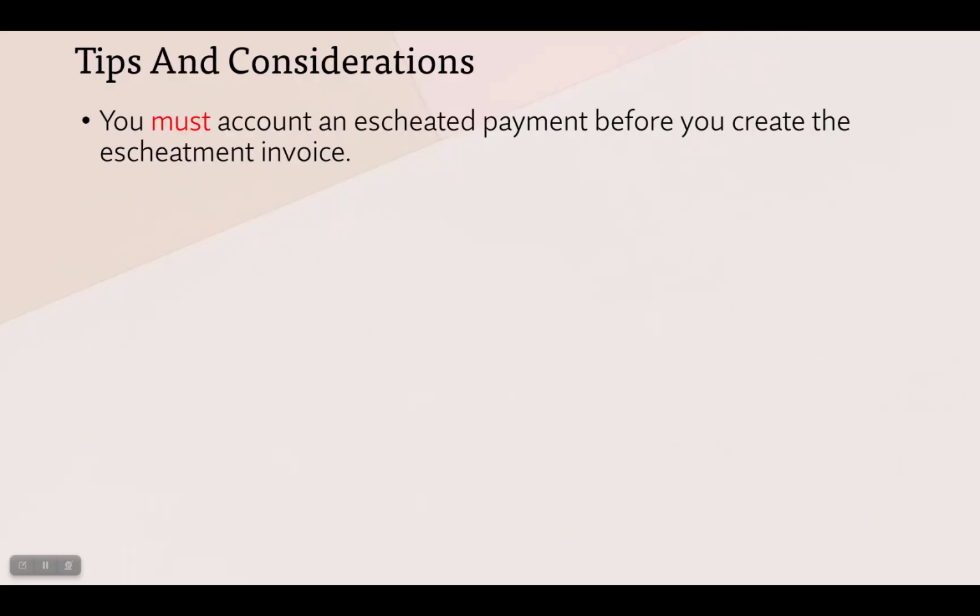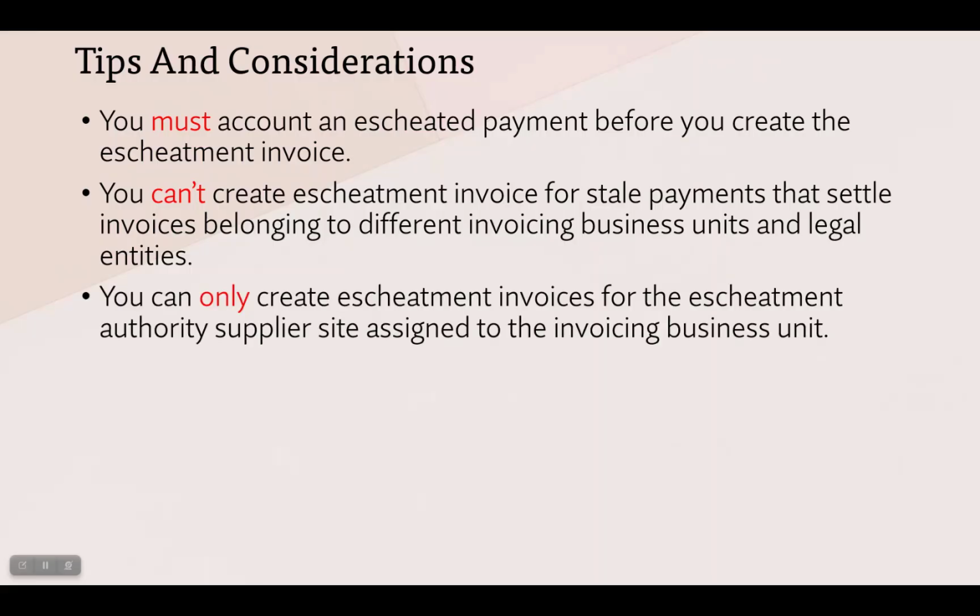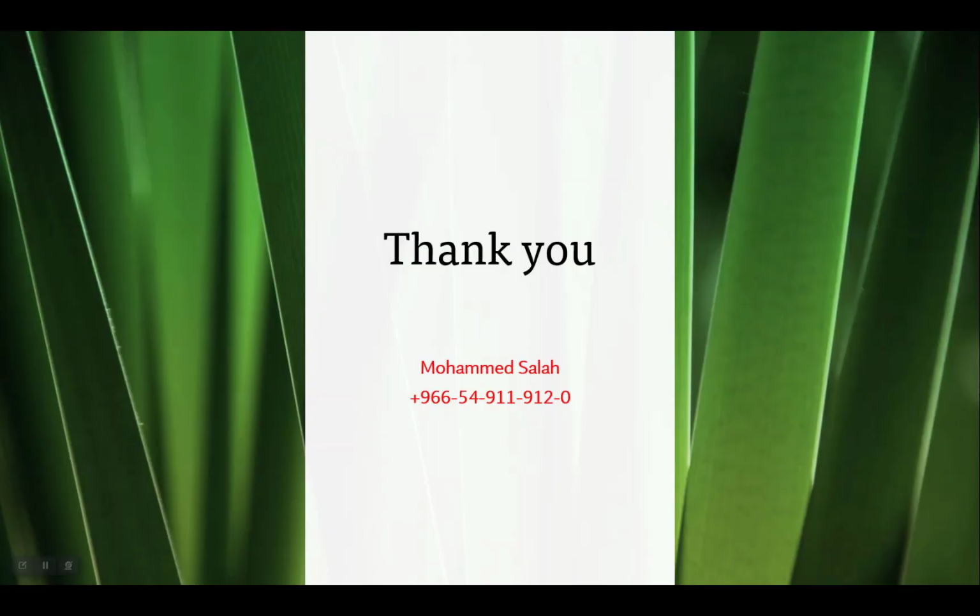Tips and considerations: you must account an escheated payment before you create an escheatment invoice, because the unclaimed fund account must be raised as a credit. After that, you can escheat the invoice. You cannot create an escheatment invoice for a payment that settles invoices belonging to a different invoice business unit. It must be the same business unit and the same legal entity of the payment. You can only create an escheatment invoice for the escheatment authority supplier site assigned to the invoicing business unit, and this is the escheatment AP payment and AP invoice.